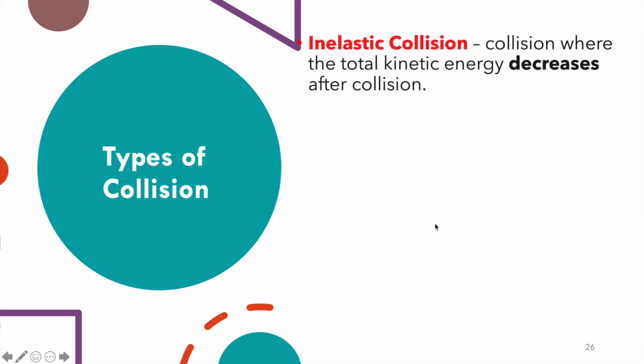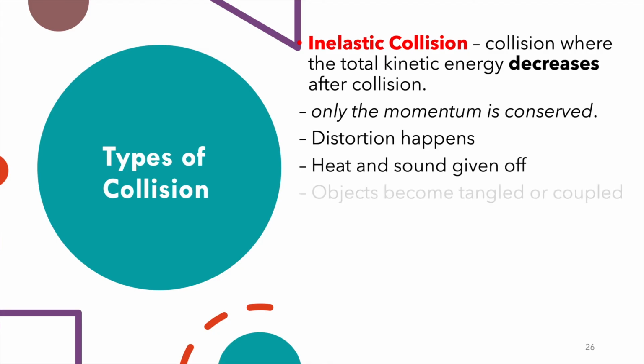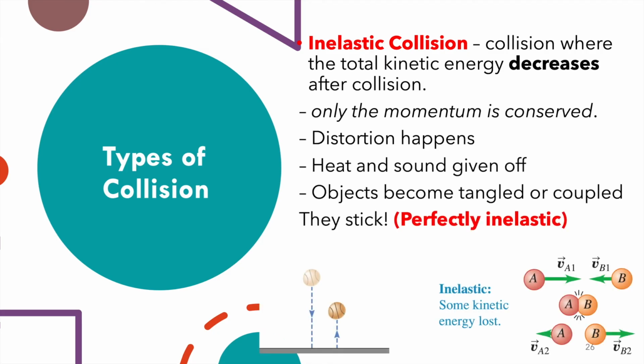On the other hand, for inelastic collision, this is where the total kinetic energy decreases after collision. So only the momentum is conserved. There will be distortions, and heat and sound are given off. And if the objects become tangled or coupled, this is what we call a perfectly inelastic collision.